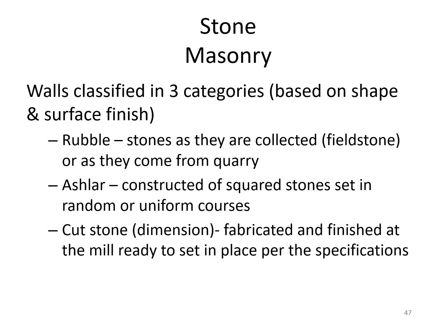And stone masonry, let's break that down into three categories, based on the shape and the surface finish. One is called rubble. Those are stones that are collected, like field stone, or as they come from a quarry. That's the rough stuff. And then they have ashlar, which is constructed of squared stones set in random or uniform courses. That's where the mason has to be really good at figuring. He knows how to figure a pattern and use those stones to make a wall come out straight somehow, because he has all these odd-shaped stones.